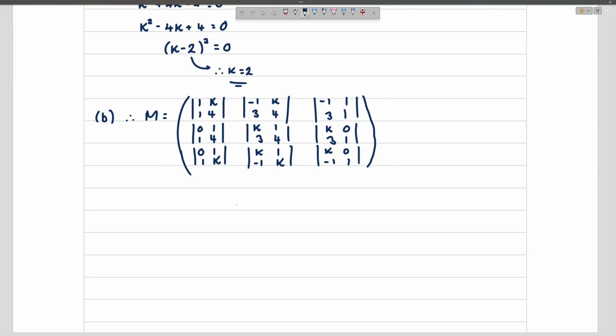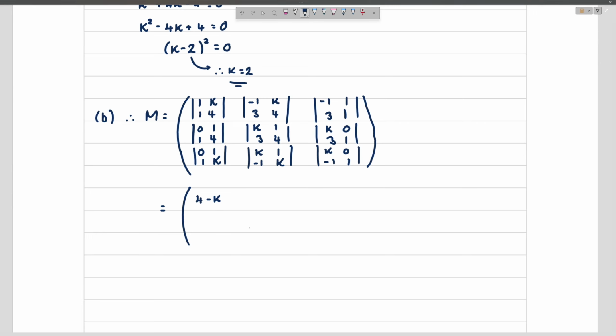Okay, so like I said, there's a lot of work involved with these types of questions. So just take your time here. There's no rush, right? We don't want to make a silly mistake. So what I get here then is the following. If we evaluate this 2 by 2 determinant here, that's 1 times 4, which is 4, minus k times 1. We get 4 minus k there, like so.